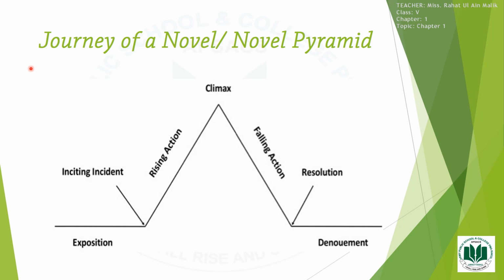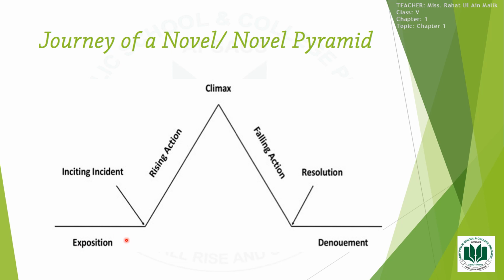Right. So, the journey of a novel or novel pyramid. How does the novel start and where does it end? Right. Exposition. Now, what is exposition? It is the very start or introductory part of the novel. The exposition tells you about setting and characters. What is setting? Setting is the time and the place where the story has taken place. And a character is the person or the thing that is leading the story.